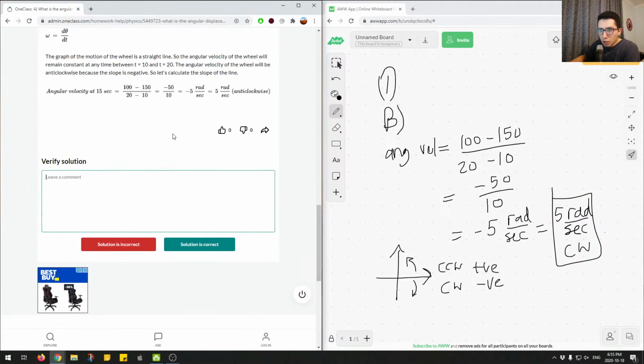So we'll write a comment here. Correct answer and process. Part A should be counterclockwise and part B should be clockwise. The directions are inverted. Okay, and we'll mark this as correct, and we'll move on to the next question.